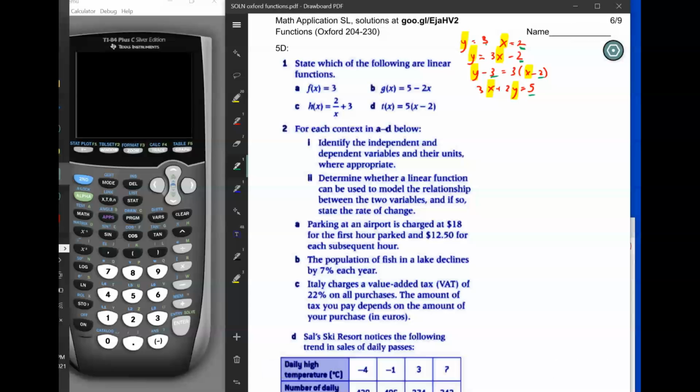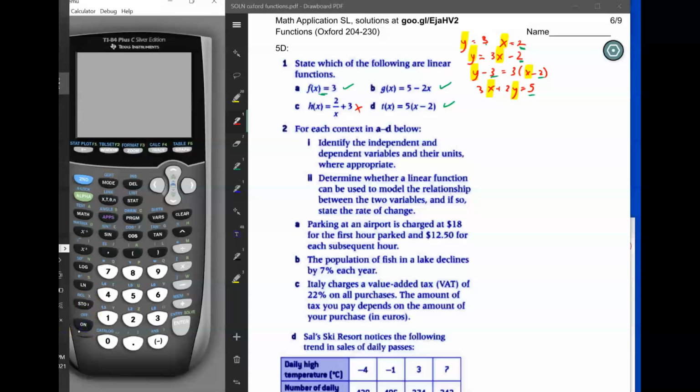All right. So using that method of identification, it looks like this might be linear, this might be linear, and this might be linear. This looks like a horizontal line, but this is not linear because the x is in the denominator. Just to verify that, let's graph some of these. I'm not going to graph the horizontal line. That's kind of boring.